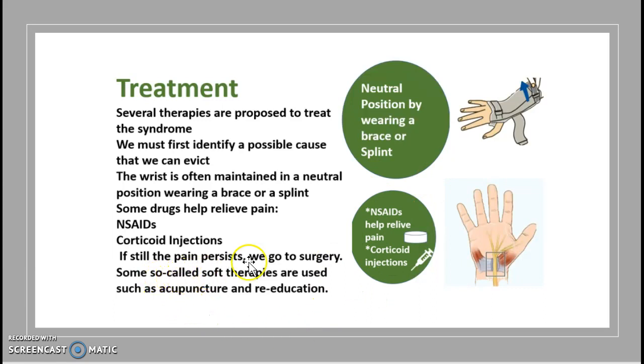Now, there are some so-called soft therapies that are used, such as acupuncture or re-education. Those are actually very good and effective. But if not, then you want to go into some bigger surgery.